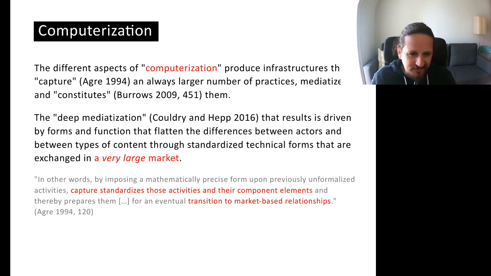So there's a certain flattening in that sense, a certain standardization, and we can see that in all kinds of platforms. And this makes it possible to do all of this through interfaces, right? I don't have to talk to anyone to upload a video. It goes directly through the interface, and this makes it very easy.